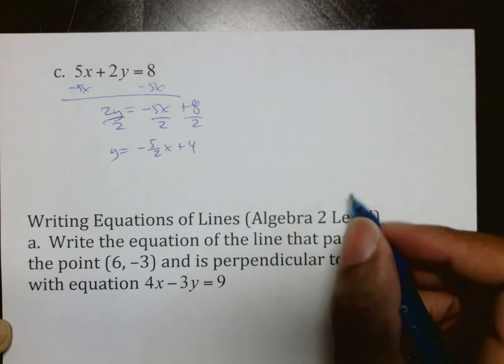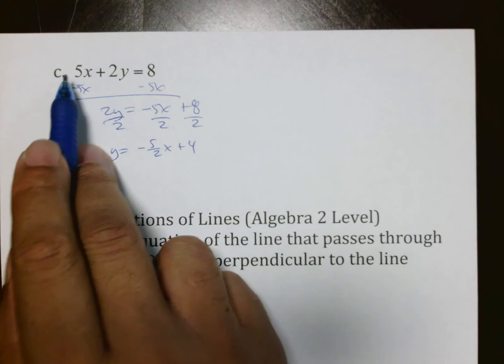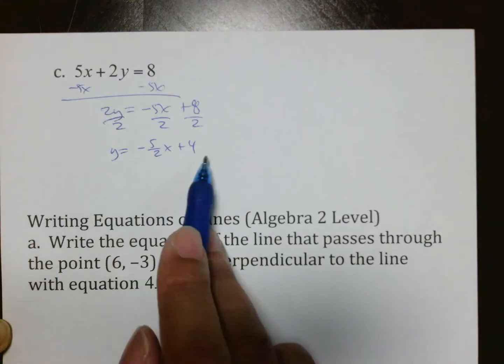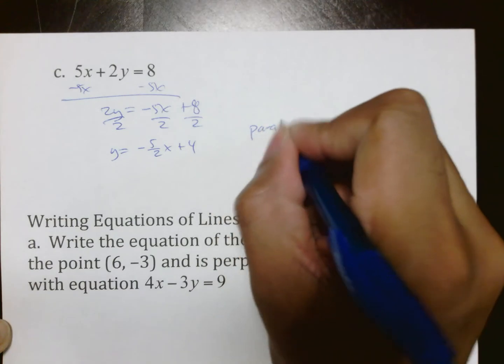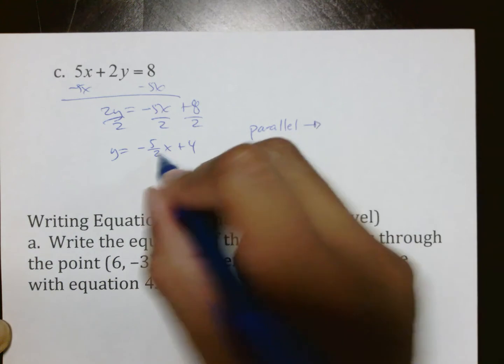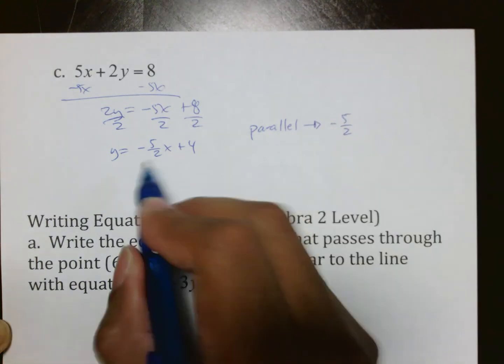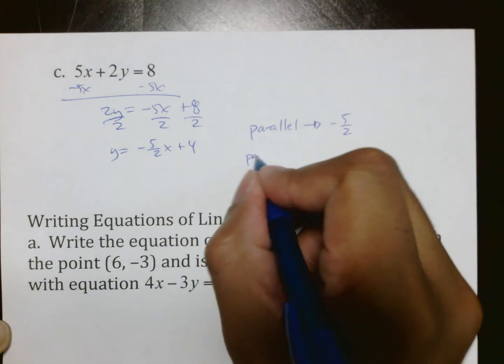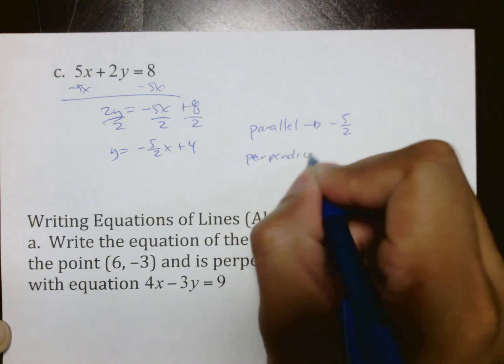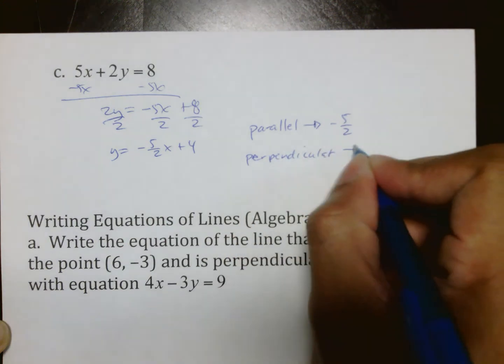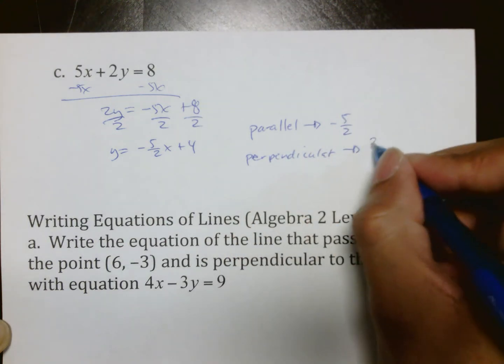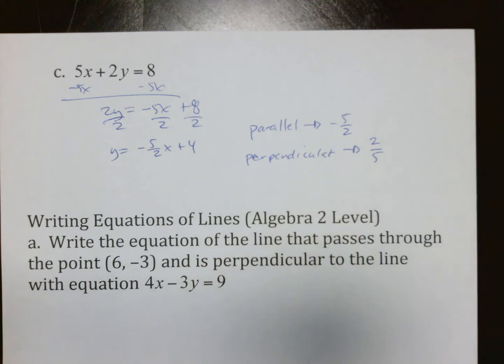that is my equation. So I might have to, in some situations, solve for y, find the slope. Now I can say that the parallel slope is going to be negative 5/2 because it should be the same, and that the perpendicular slope is going to be a positive 2/5 because, again, you switch the sign and you flip it over.